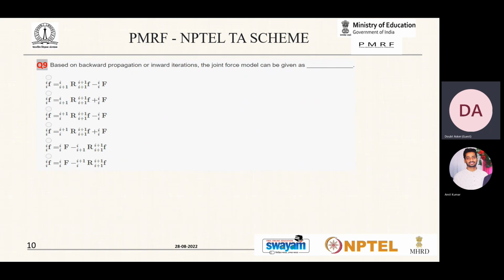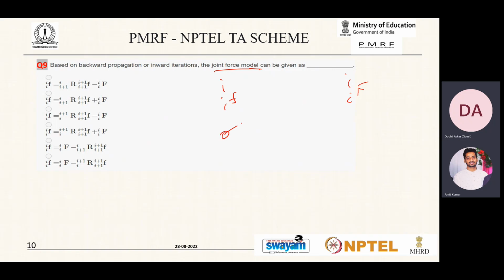So moving on, we have the last question for today. It is based on backward propagation, or inward iterations. The joint force model can be given as how? Which of these equations? How will you find or write this? We want to find the force in terms of i. Backward propagation or inward iteration, the joint force model can be given. So f i we want to find, and suppose we are given f i plus 1.